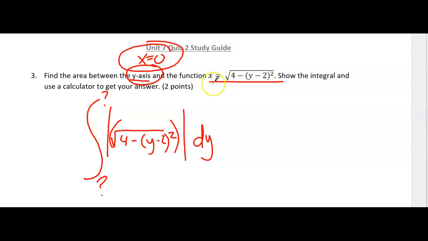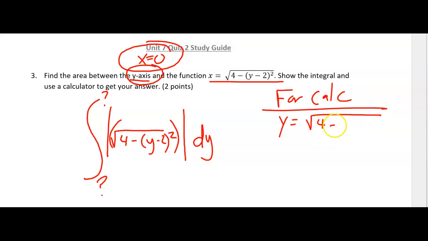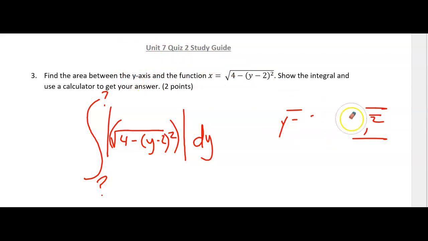So what we're going to do for our calculator is we're going to just pretend for a minute. Don't write this down. I'm just writing it for you guys to look at. But for our calculator, what we're actually going to type in is this. And instead of looking for where it crosses the y-axis, we're going to look for where this crosses the x-axis. So I'm just changing the variables. That way I can actually do the problem on my calculator, because my calculator, once again, only does functions of x. So let's go ahead and turn to our calculator and do that.